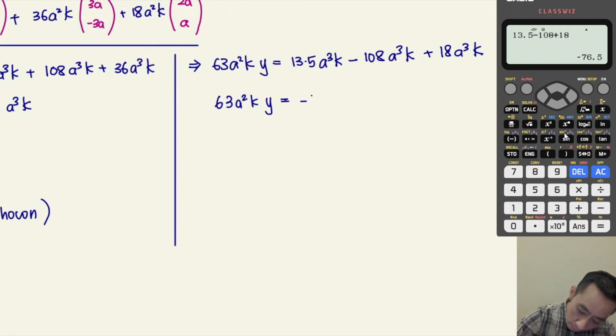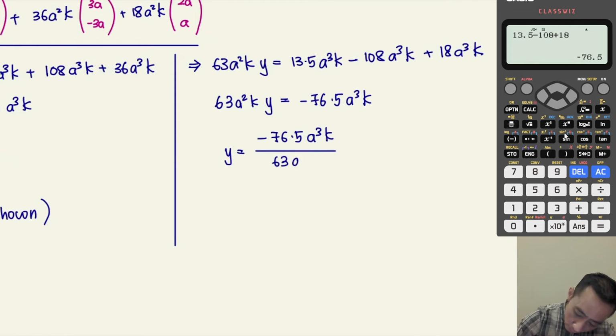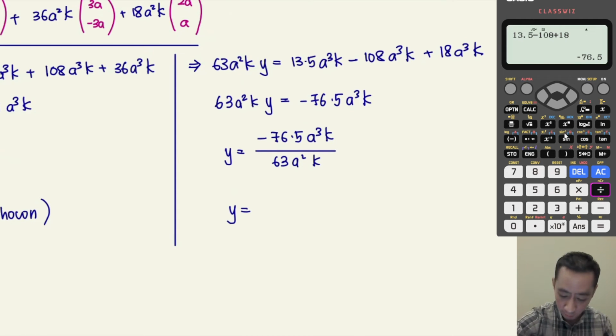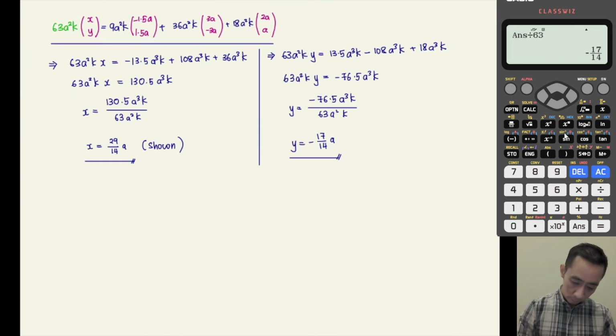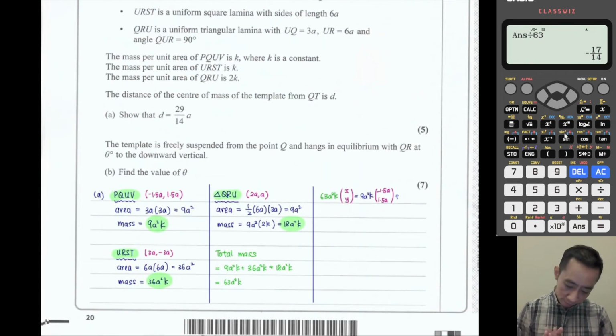So negative 76.5a power 3k. So to find the y, negative 76.5a power 3k divided by 63a squared k. So what is y? 76.5 divided by 63. So here I have negative 17 over 14. So this is the y coordinate for the center. Okay, so done for part A.